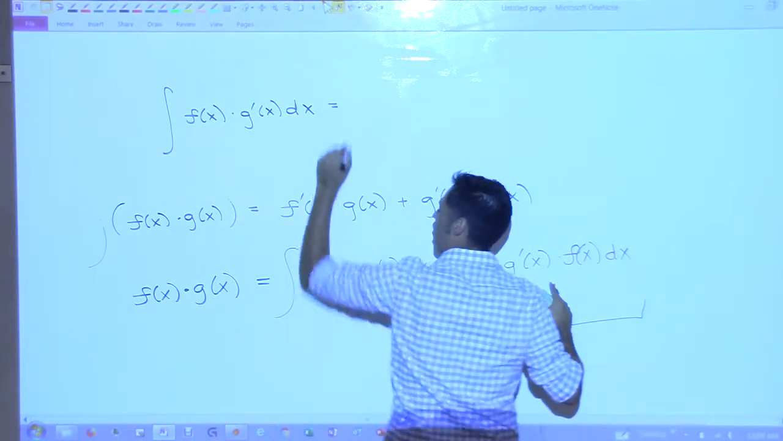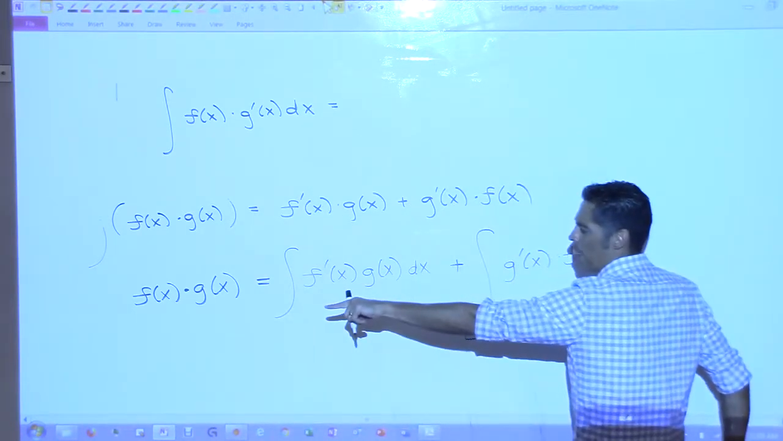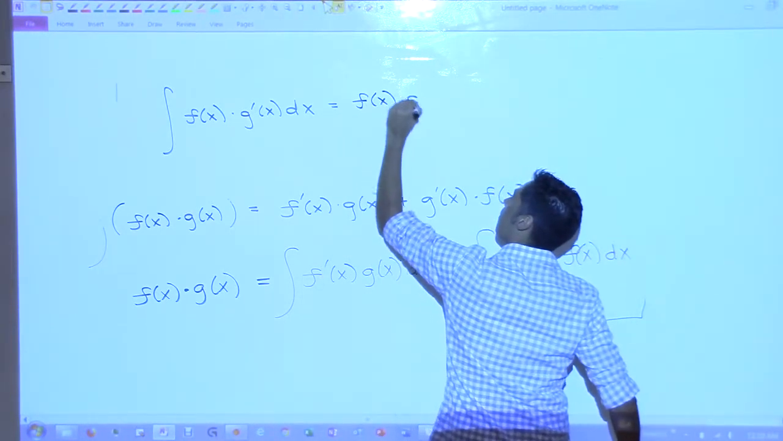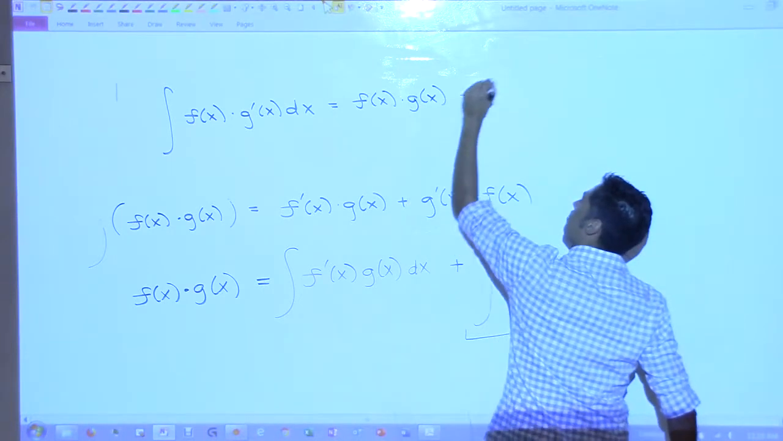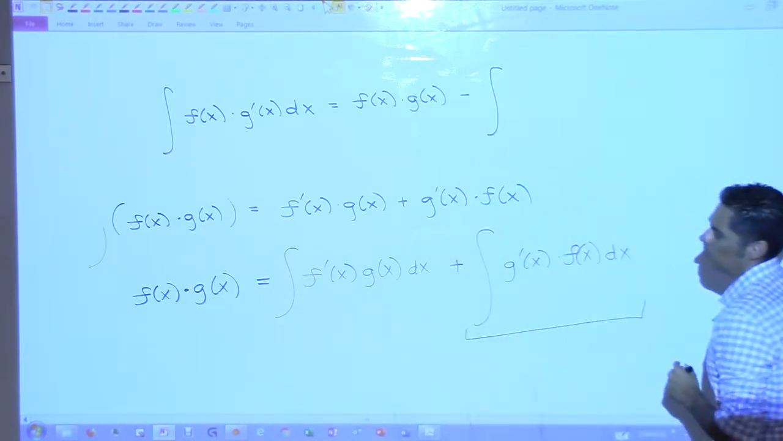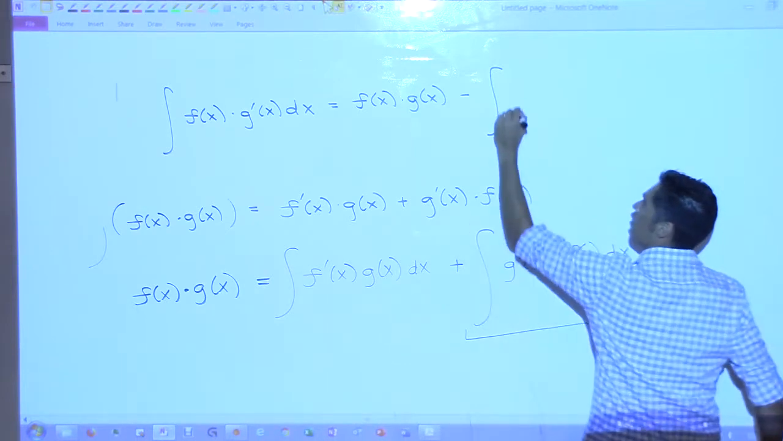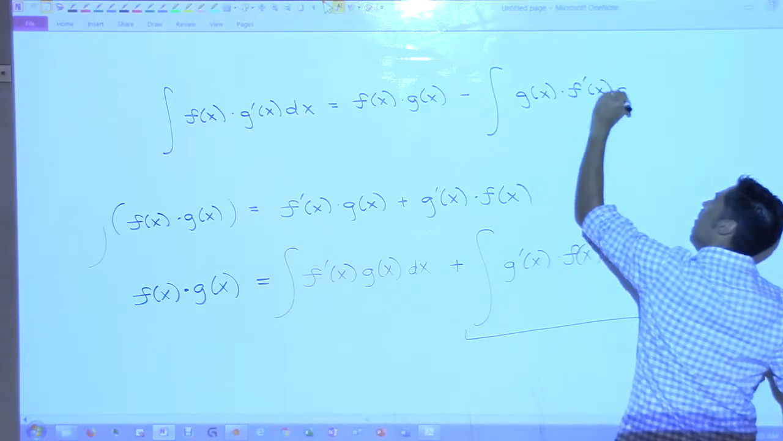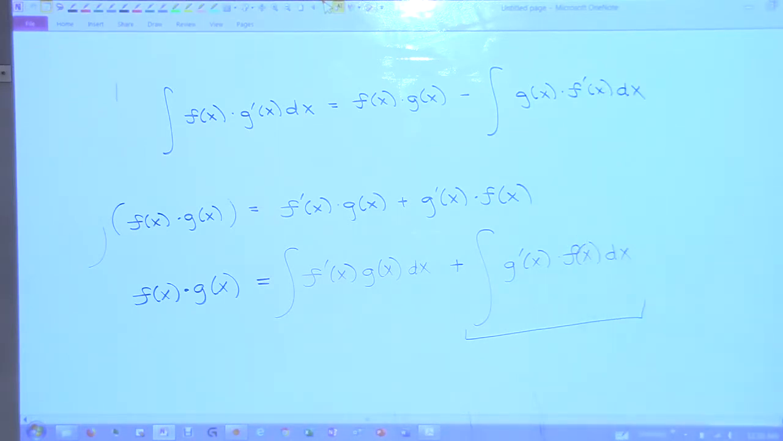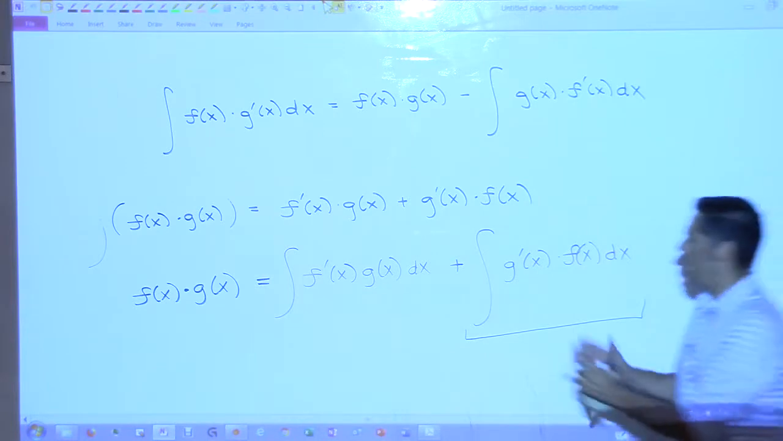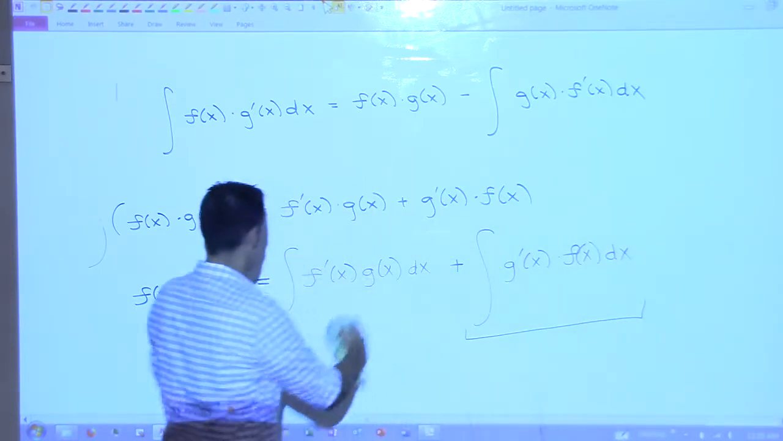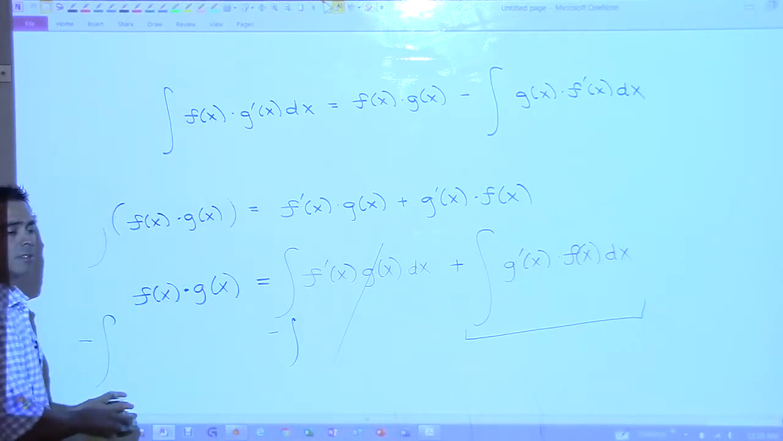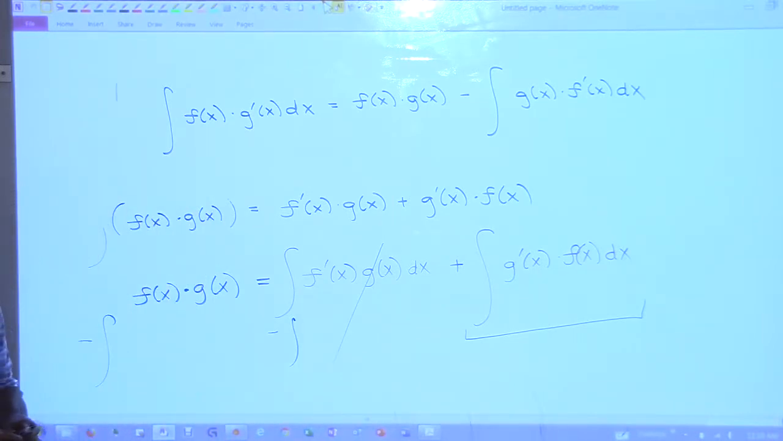That should be equal to, what's on the left side? f of x times g of x, and then minus what integral? That one, right? So I'm going to write it this way: g of x times f prime of x dx. How did it become minus? I'm trying to solve for this, right? So I just subtracted that integral on this side. It went away, and I subtract the integral on this side, so it becomes a minus. We good? That is the formula.